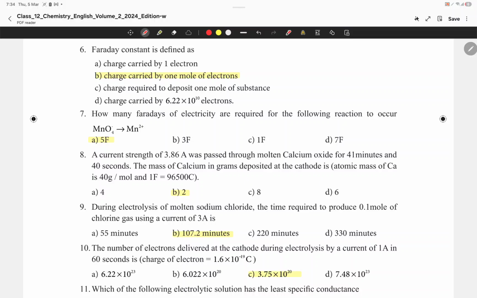During electrolysis of molten sodium chloride, the time required to produce 0.1 mole of fluorine gas using a current of 3 A is 107.2 minutes. The number of electrons delivered at the cathode during electrolysis by a current of 1 A in 60 seconds is 3.75 × 10^20.